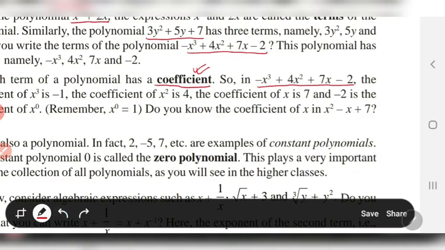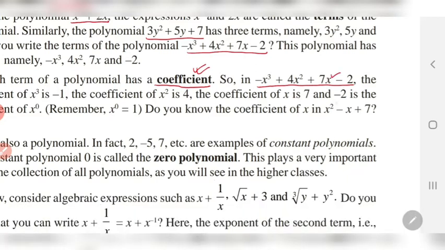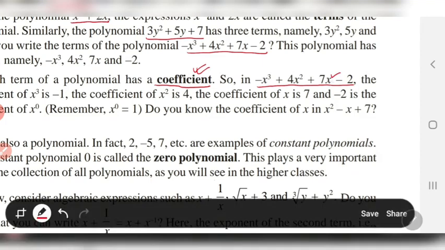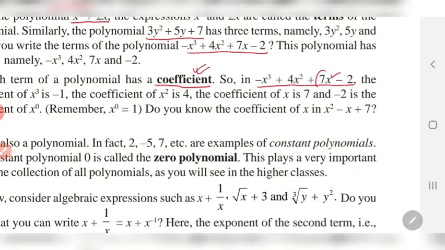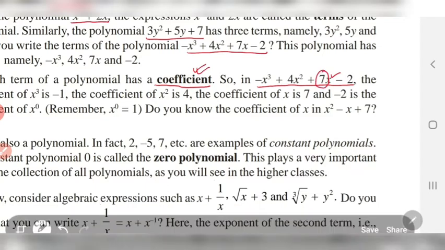if a question is asked to you that what is the coefficient of x, where I have ticked, have you seen x? Now you check in front of x which number is there, that is 7. So the coefficient of x is 7. Is it okay children?